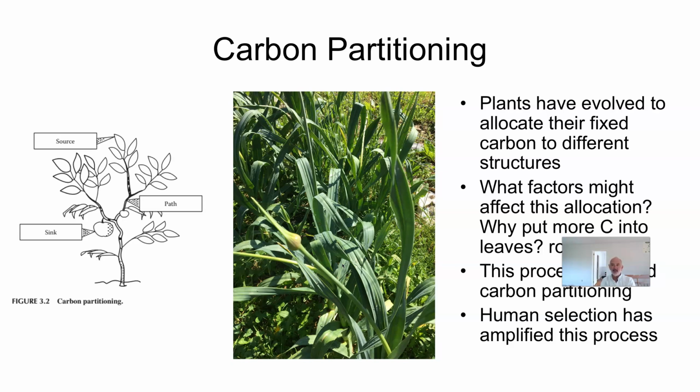So plants have evolved to allocate their fixed carbon to different structures, right? So once you've got this carbon, what do you do with it? Well, the diagram on the left gives you one thought about it. Normally we think about this: carbon goes from the leaves, we sequester it there, it goes through a path like the branches, and it might go into a fruit.